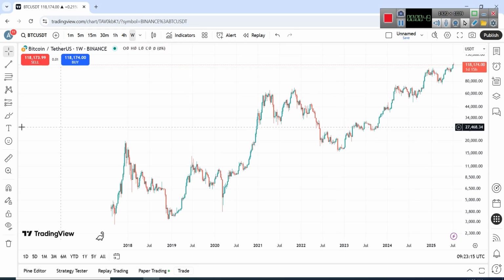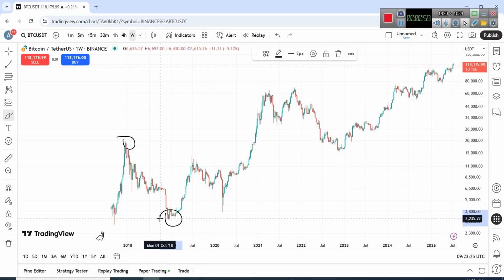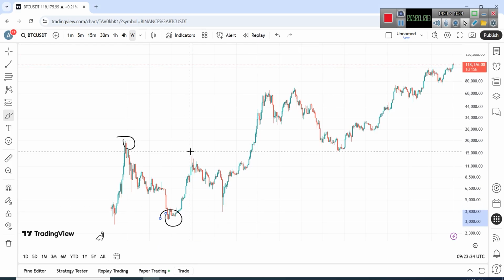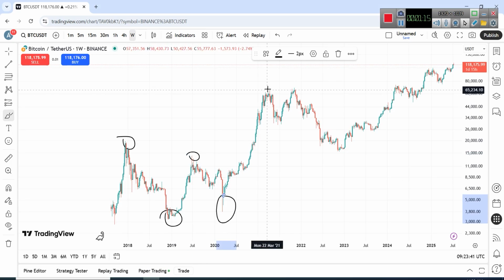First of all, we need to indicate the pivots. We have one pivot over there and the other pivot right here. Well, we will use these pivots later to have a better analysis. And right here, we have another pivot. We have another pivot here, another one right here, another one here.